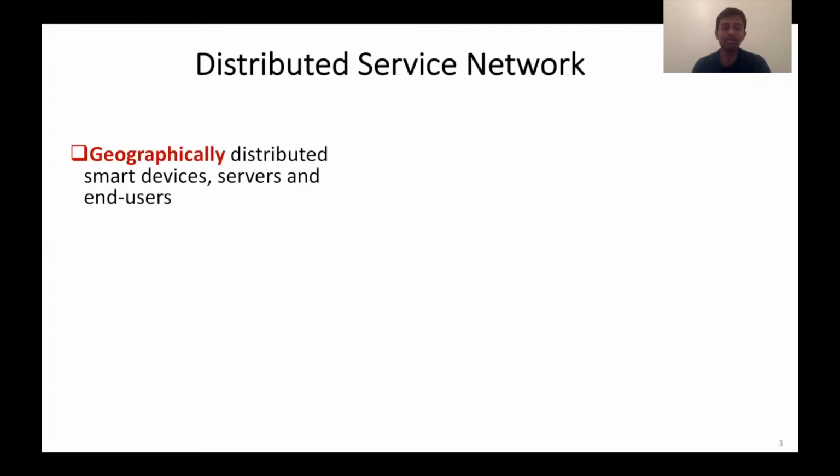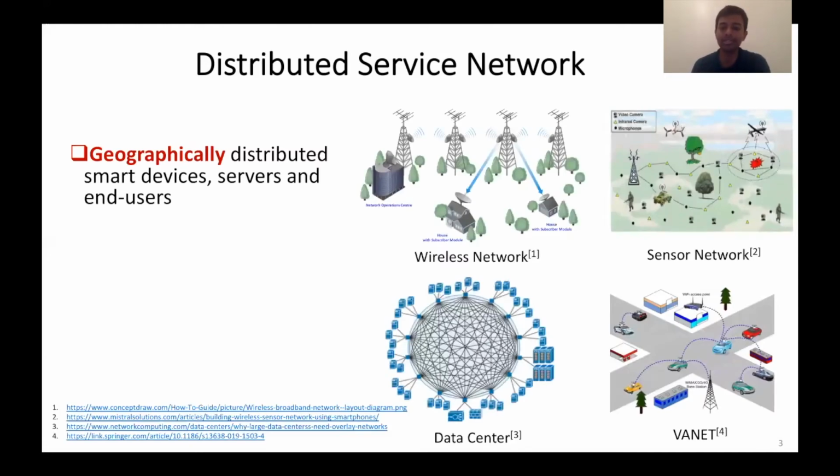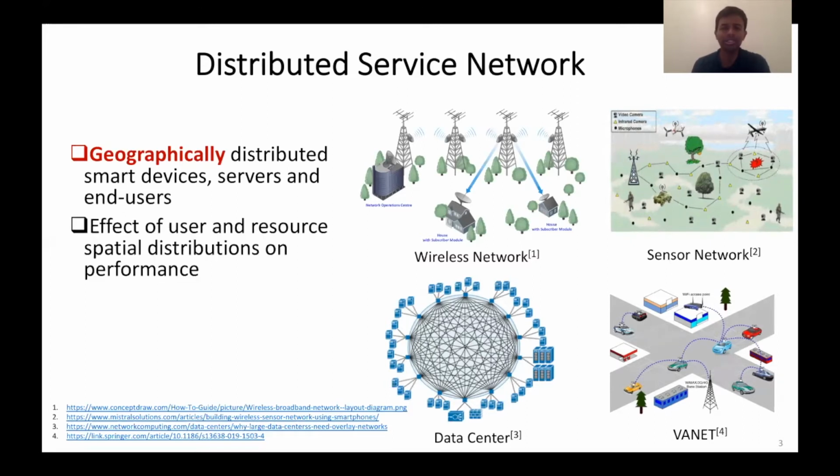So what we consider here is a collection of smart devices, servers, and end users that are geographically distributed on a two-dimensional Euclidean plane. A few examples include wireless sensor networks, data center networks, and vehicular ad hoc networks. One important aspect here is that these users or applications and resources or servers in these distributed service networks are spatially distributed on a Euclidean plane. This spatial distribution of users and resources plays an important role in determining the performance of the overall system.